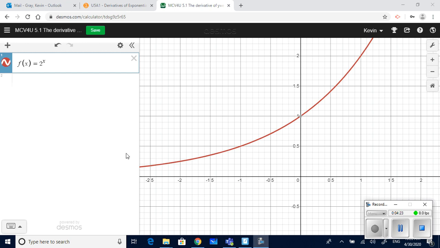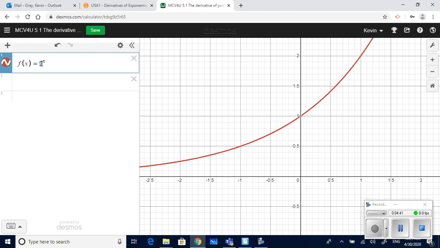I'm going to do something a little differently than what I asked in the lesson, though. I'm going to introduce you to this concept of a slider, and this allows us to graph multiple functions with different bases, rather than just stack them all up: 2 to the power of x, 3 to the power of x, 10 to the power of x, and all these different things.